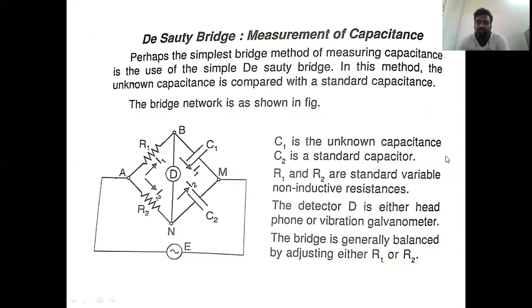This is the exact construction of the de Sauty bridge which we discussed. It contains four arms. Two are pure resistance arms and two are capacitance arms. The pure resistance arms are AB and AN. The capacitance arms are BM and MN. And we have seen the derivation.